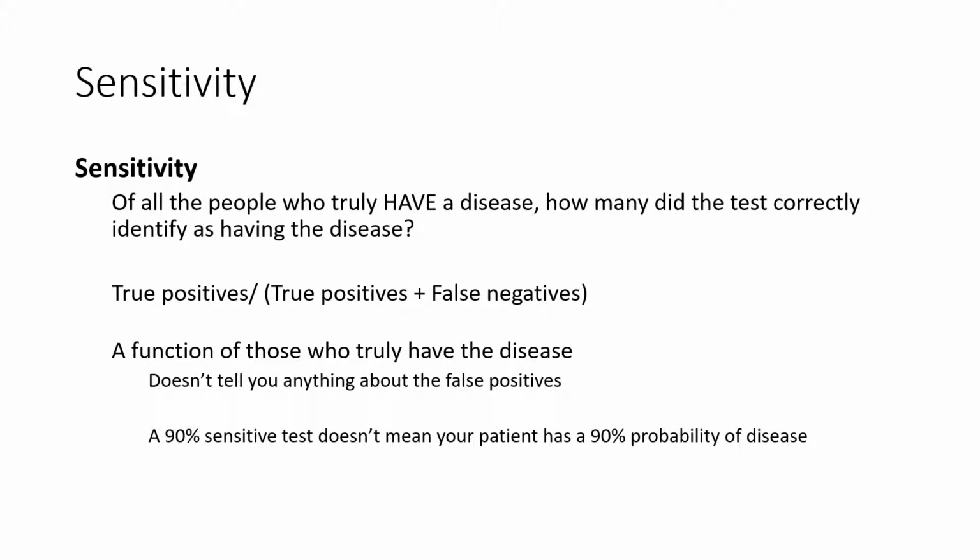And so sensitivity is a function of those who truly have the disease. We don't know anything about the false positives because sensitivity is only calculated looking at those who truly have the condition. And it's important to know that a 90% sensitive test doesn't mean that your patient has a 90% probability of having the disease. All it means is that if your test is 90% sensitive, if your patient truly has a condition, there's a 90% chance the test will pick that up.